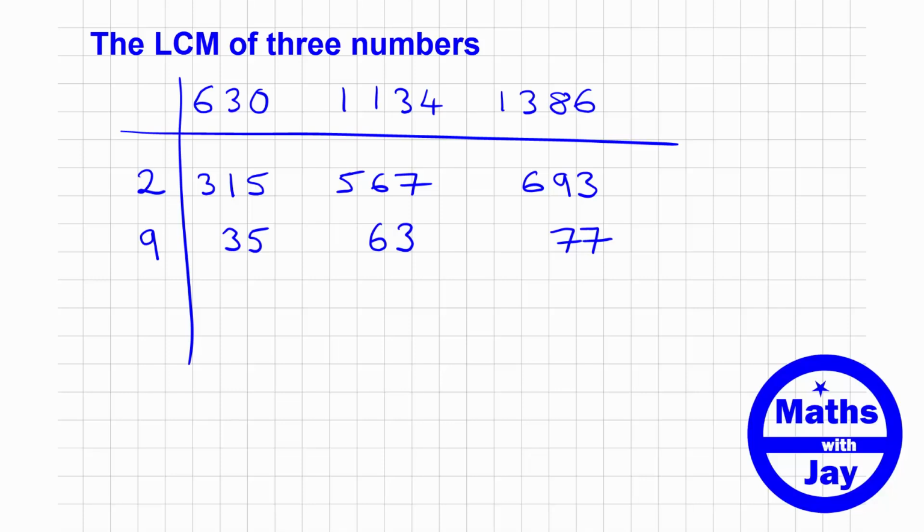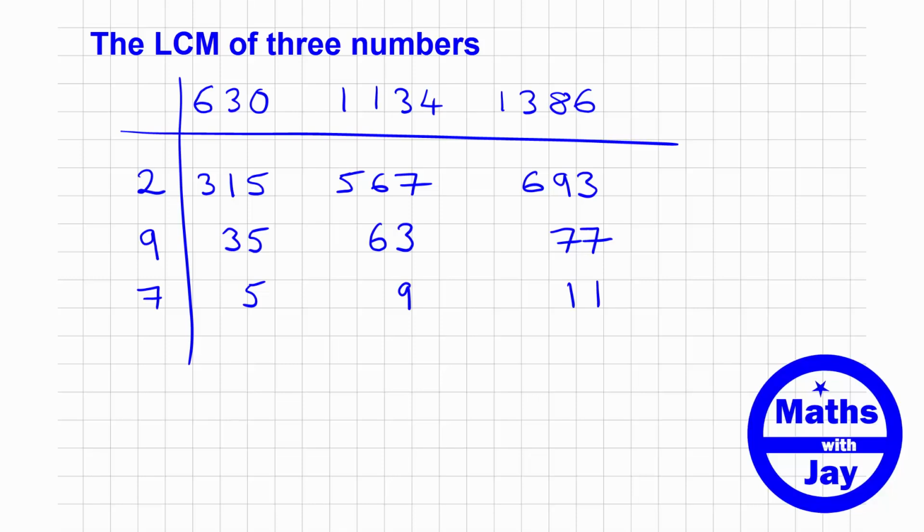And then what goes into 35, 63 and 77? Well, it'll be 7, wouldn't it? And I think that is all. Let's see. So 7 into 35 is 5. 7 into 63 goes 9. And 7 into 77 goes 11. And that is all. There's nothing else that will divide into those. 5, 9 and 11 have no common factors.